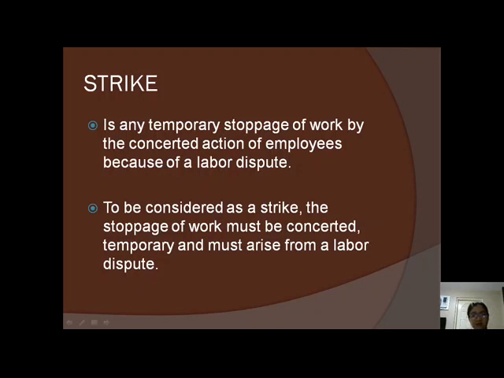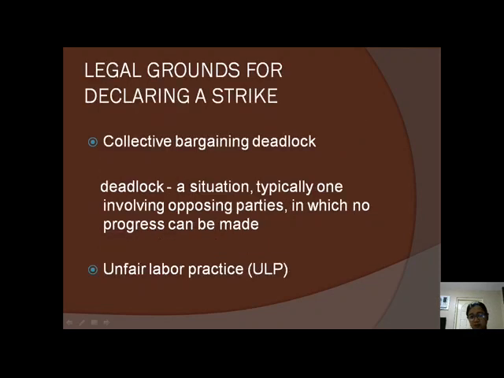So again, strike is the stoppage of work by the concerted action of employees. So what are the legal grounds for declaring a strike? There should be a collective bargaining deadlock. Deadlock means a situation, typically one involving opposing parties, in which no progress can be made. So in other words, there is negotiation and there's deadlock. They haven't agreed. There are conflicting interests and they were not able to agree on something. So there's a deadlock.